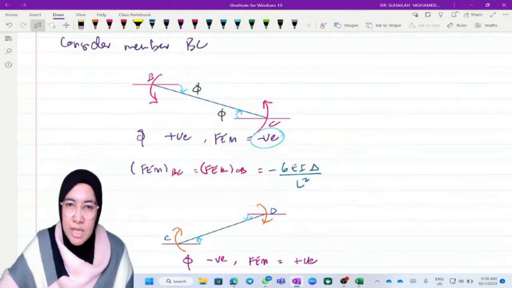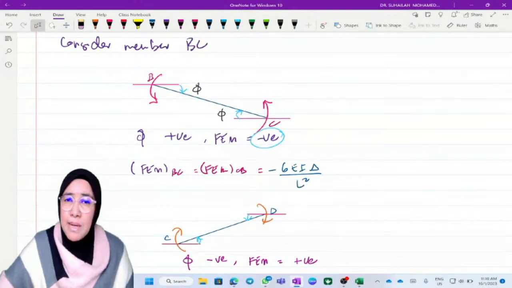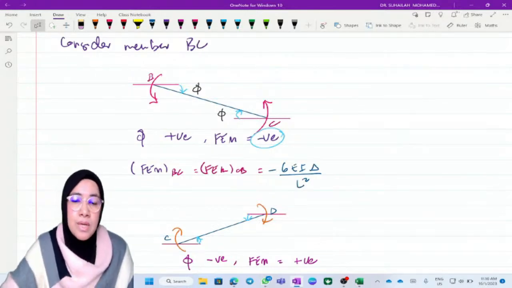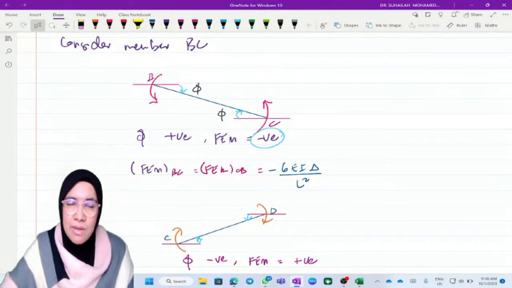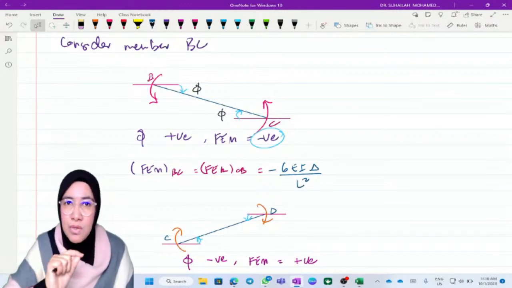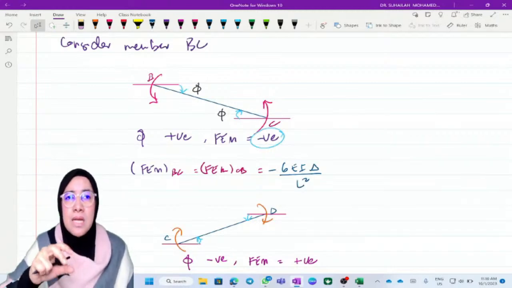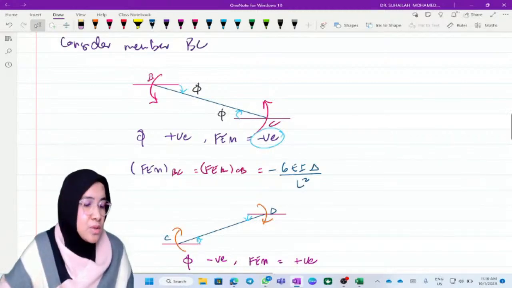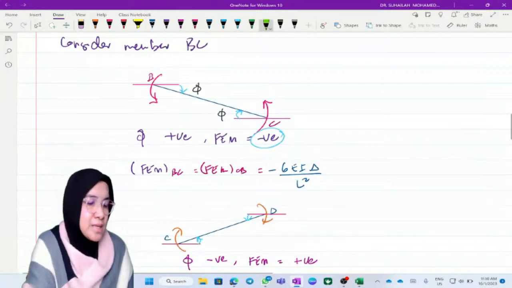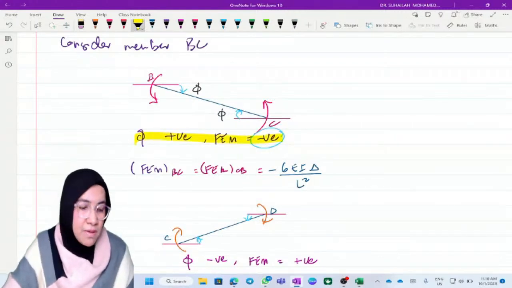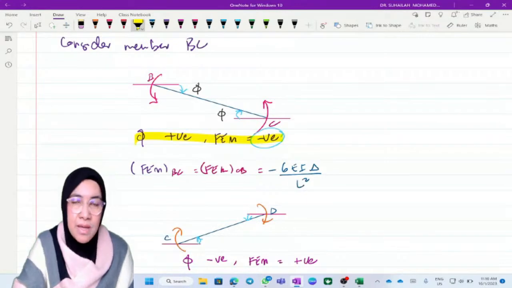So why do we need to do this? Because it is much easier to check the sign for FEM by doing this step. Identify the angle. The angle is measured from the original position, which is horizontal, to the new position, and then the FEM is opposite. So the angle is positive, FEM is negative, so we have to apply negative in the formula.